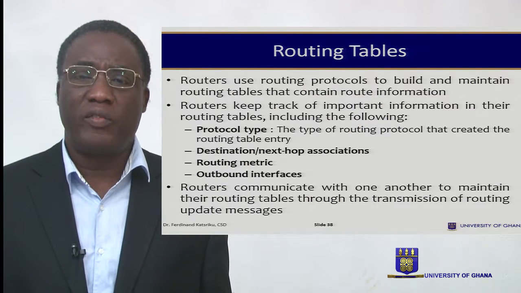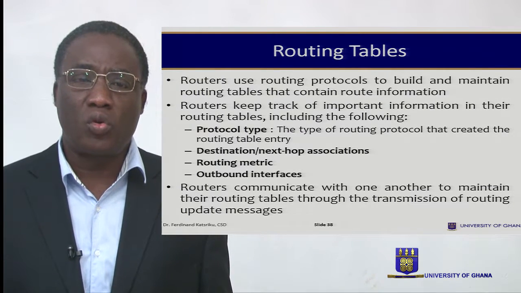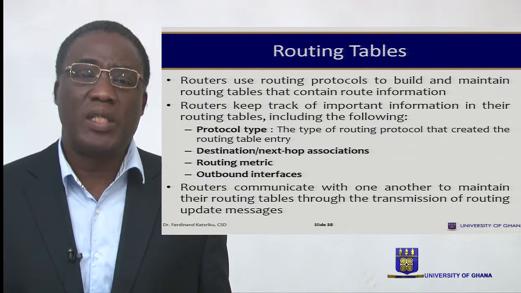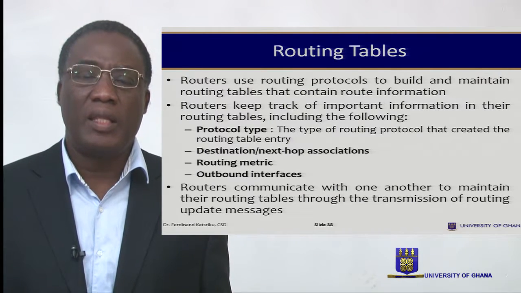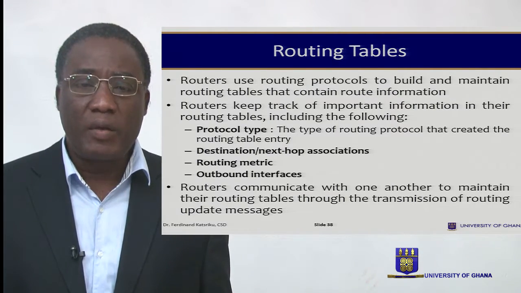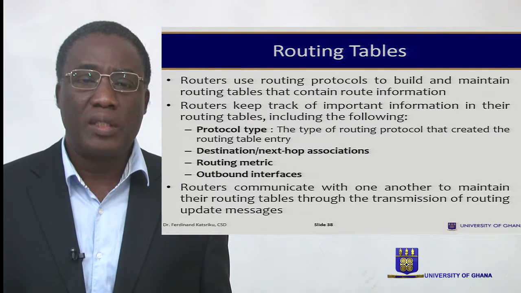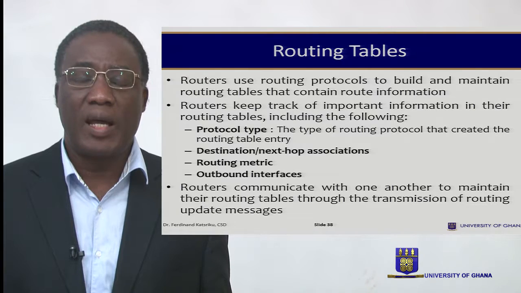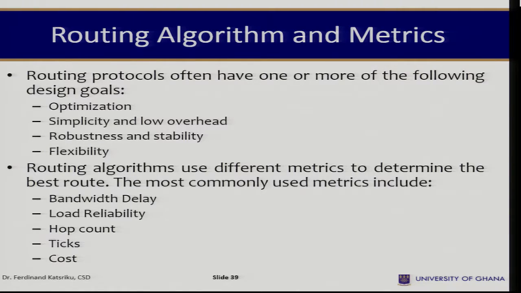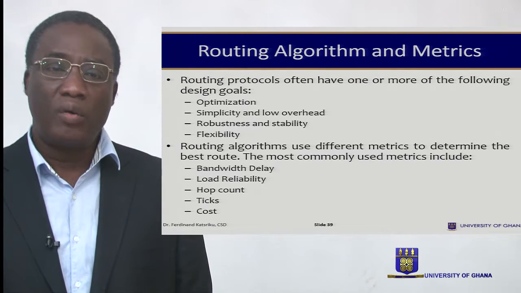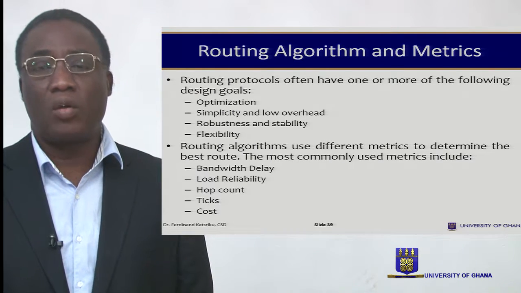Routers keep track of important information in their routing tables. This includes the protocol types, the destination next hop associations, the routing metric, and then the outbound interfaces. Routers communicate with one another to maintain their routing tables through the transmission of routing update messages. Routing protocols often have one or more of the following design goals: to optimize the system, simplicity, robustness and stability, and then flexibility. Routing algorithms use different metrics to determine the best route. The most commonly used metrics are bandwidth, delay, load, reliability, hop count, ticks, and cost.